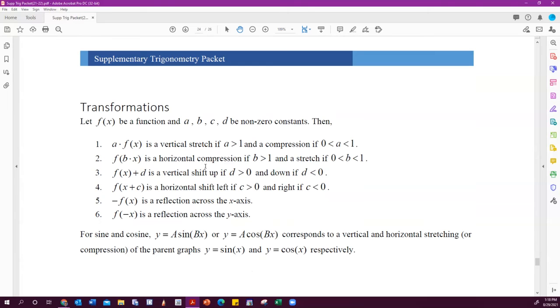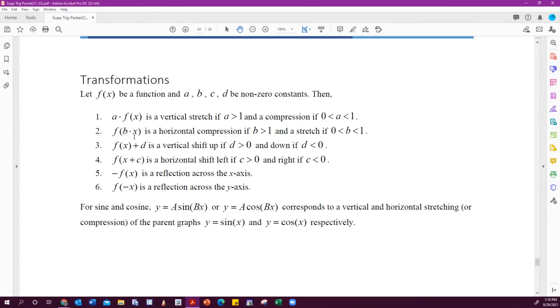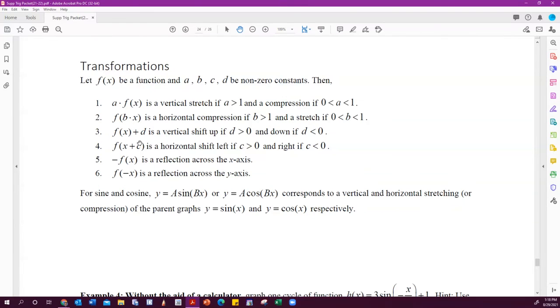Okay, don't forget the summary of all the analysis transformations here. Multiplying is a vertical stretch if you're bigger than 1, and it compresses if you're less than 1. Inside with the argument, usually reversed, right? Opposite of what you want. So multiplying by a number bigger than 1 is a compression, stretch if you're less than 1.